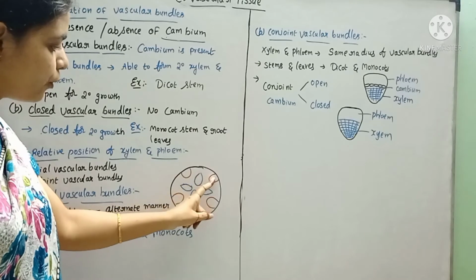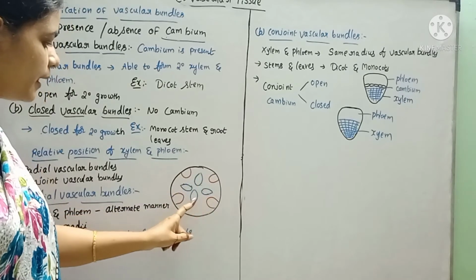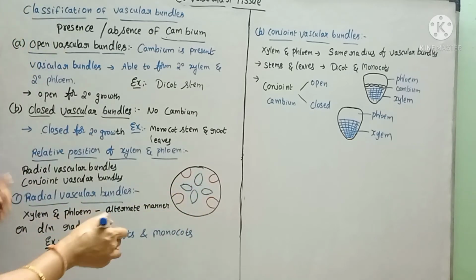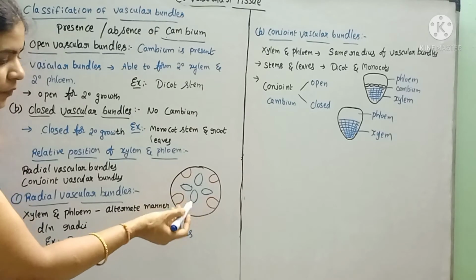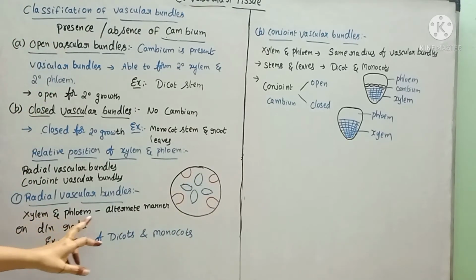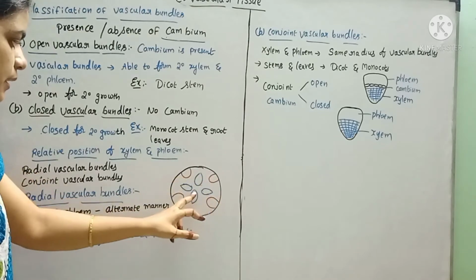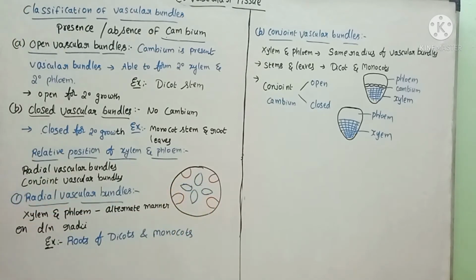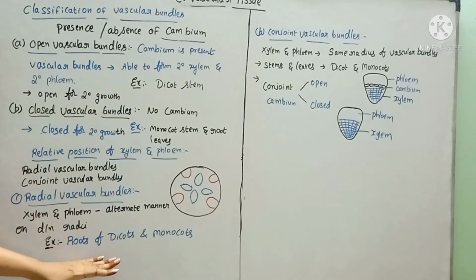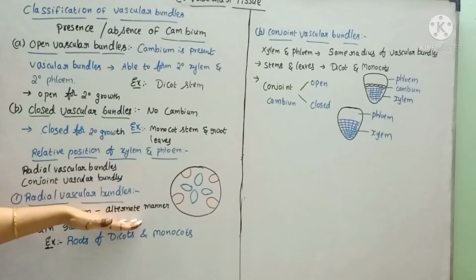The xylem and phloem are alternately arranged, but they are not in a single layer. They are in different radii. This is one radial direction, and this is in another radial direction. Here the xylem and phloem are alternately arranged on different radii, and that is called a radial vascular bundle. This condition is seen in the roots of both dicots and monocots. So in all root systems, this radial type of vascular bundle is seen.